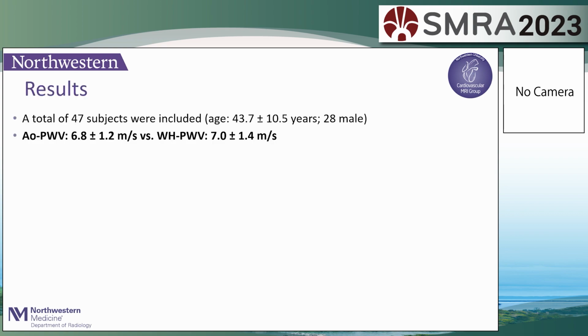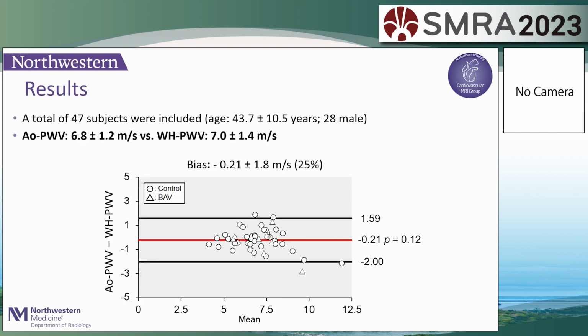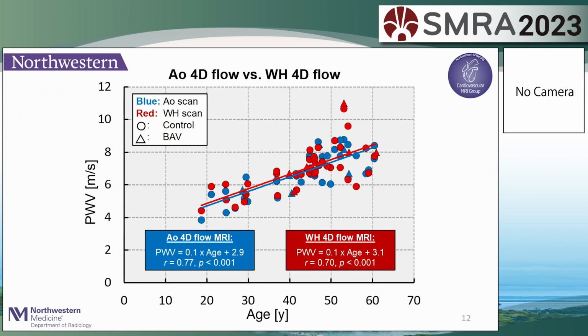A total of 47 subjects were analyzed, and the average pulse velocity from the aortic protocol was 6.8, and it was 7 from the whole heart protocol. And on the Bland-Altman analysis, the bias was not significant, and there was a good agreement between the 2 with a % difference of 25.